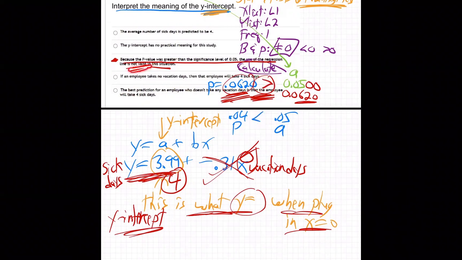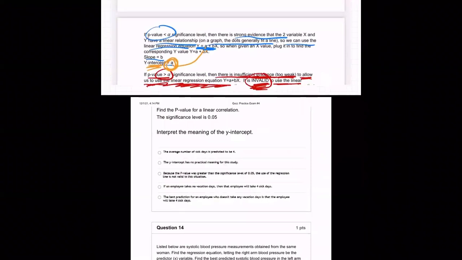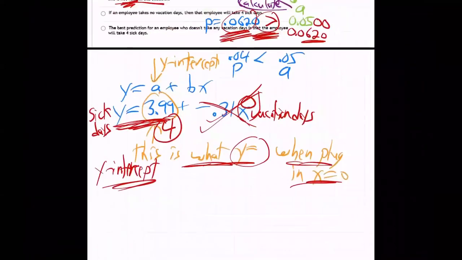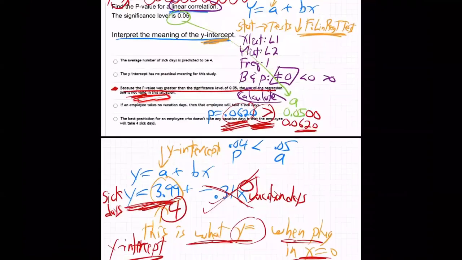So we went with not valid. That's what the notes say. When the p-value is greater, it's not valid. You can't use it. The dots don't really form a line. They're not lined up very well at all. But if the p-value had been less, that tells you there's strong evidence that the dots line up. And so go ahead and use the y-intercept, find out what it is and what its real life meaning is in that case. So our answer is invalid. But if you had a p-value less, then your answer would have been this one, because when x is 0, no vacation days, y equals 4 sick days. All right, there we go.